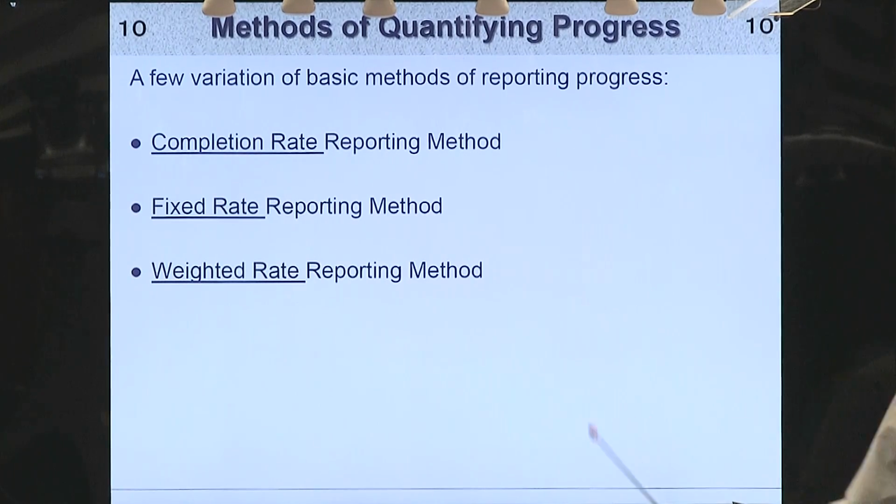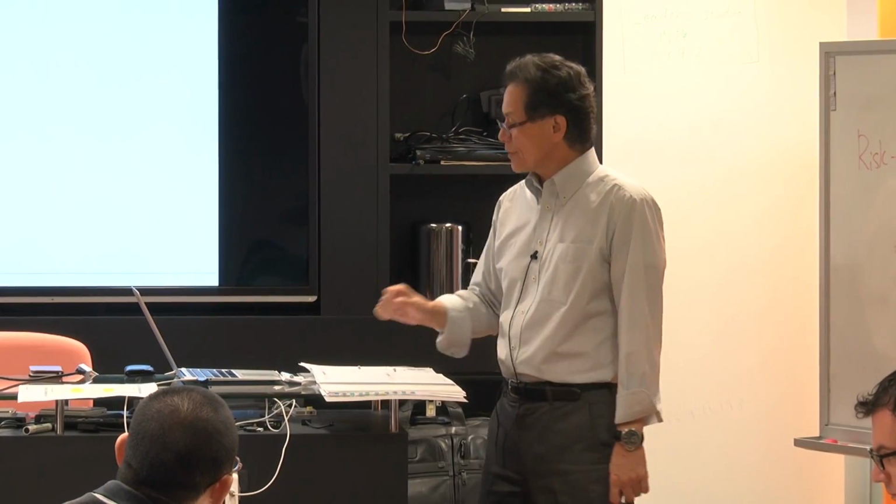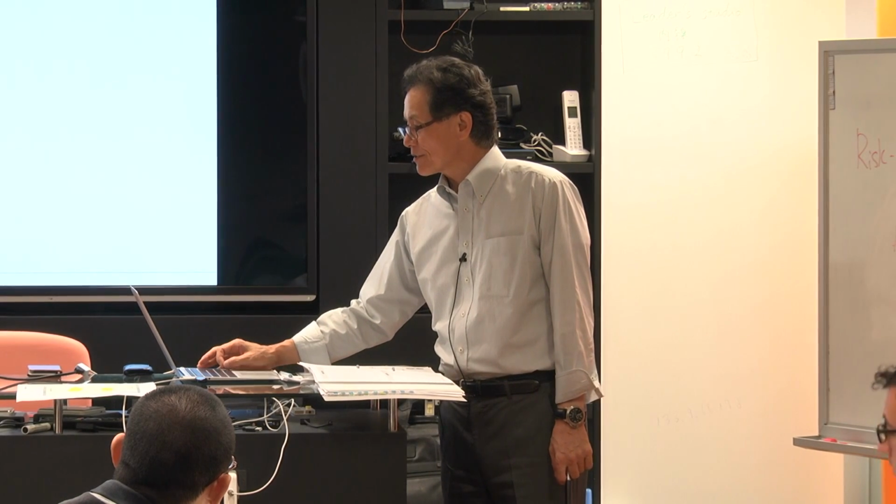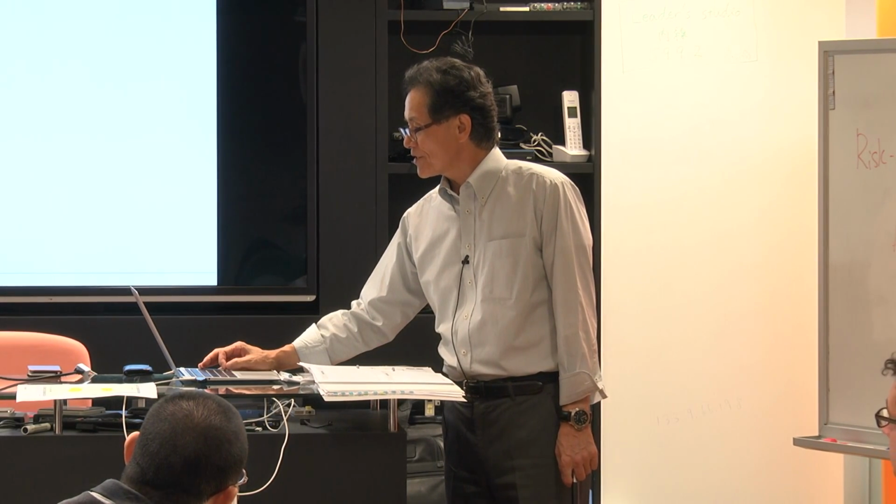Let me introduce a few methods for quantifying progress. How do you quantify your progress? There are three types of method: completion rate, fixed rate, and weighted rate. This is a little bit technical, but I'm sure it's easy for you.